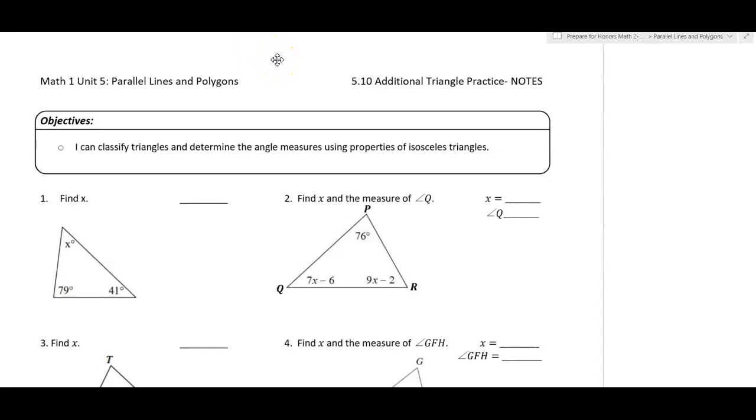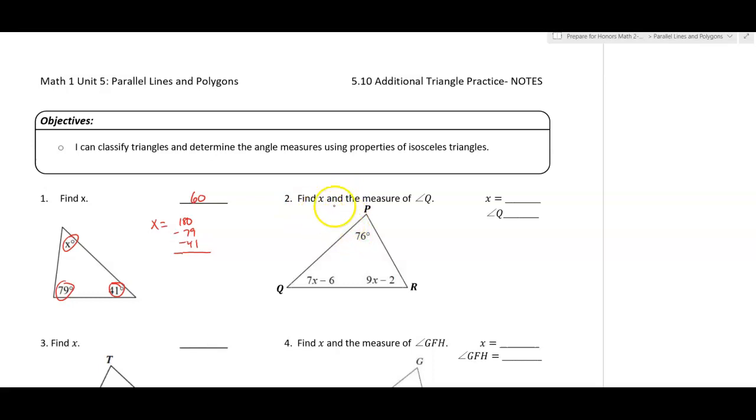I prefer you work on your own and use the video to check your answer to help you understand a certain problem. So let's go ahead and get busy. So to find x in the first one, you know that x is an angle and all three angles in a triangle add up to 180. So to find x, all I would do is take 180, subtract 79, subtract 41, and the measure of that angle would be 180 minus 79 minus 41, 60 degrees.